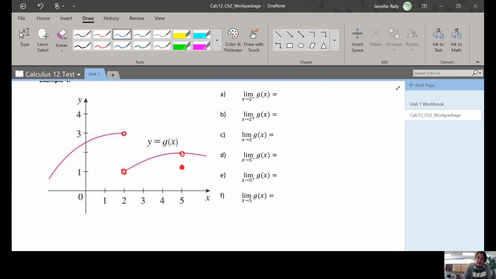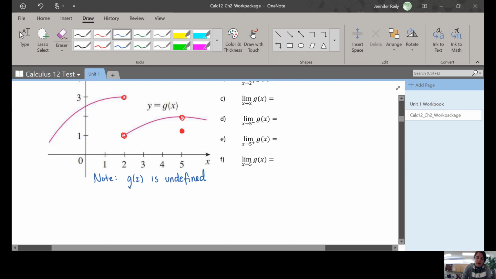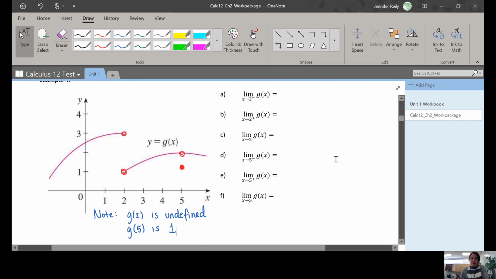I'm just going to write down here, so note, let's see what's going on, because we're not really used to these piecewise functions. g of 2 is undefined, because if one of these was colored in, then it would be that value. But since both are open circles, that means it's undefined at x equals 2. And g of 5, wherever the colored-in circle is, that's what the value of the function is. So g of 5 is equal to 1. Okay, let's look at the limits though.